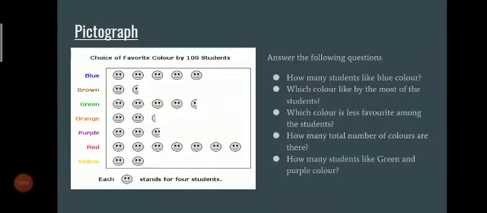Now move on to the next one. This is another type of graph, the pictograph. It is mostly picture based. I am going to tell you what is in the graph first.